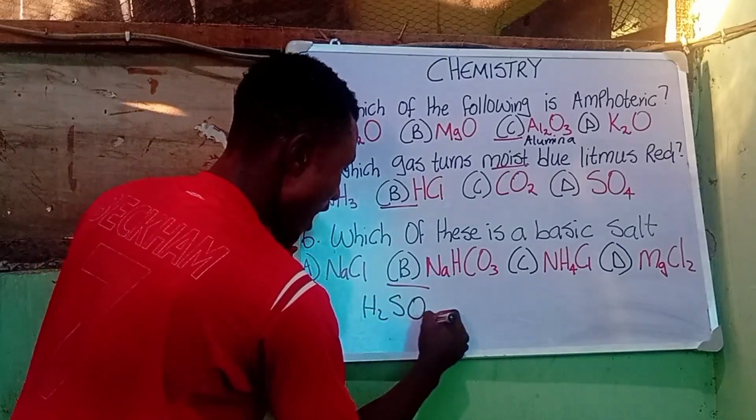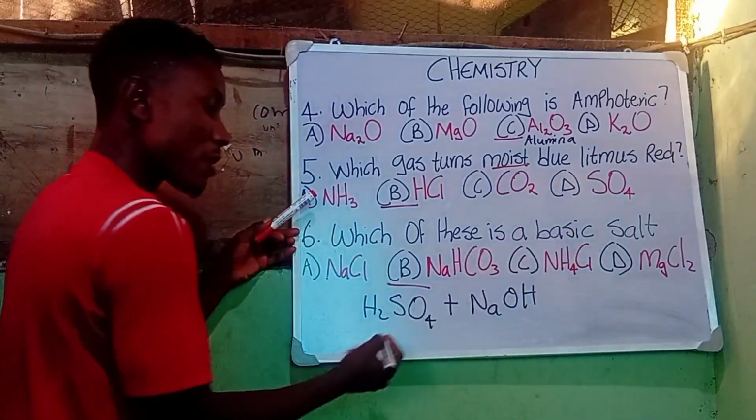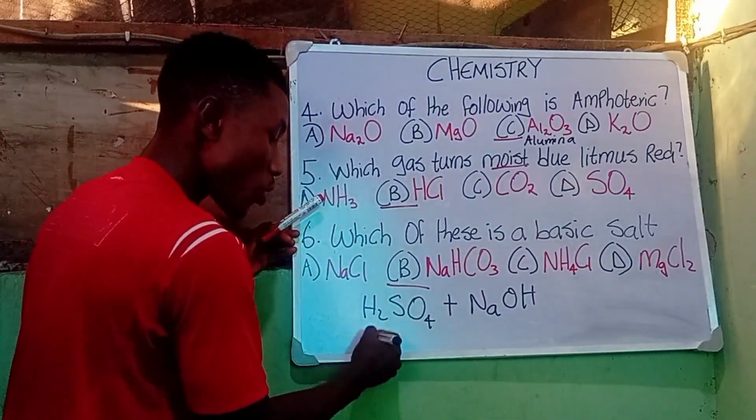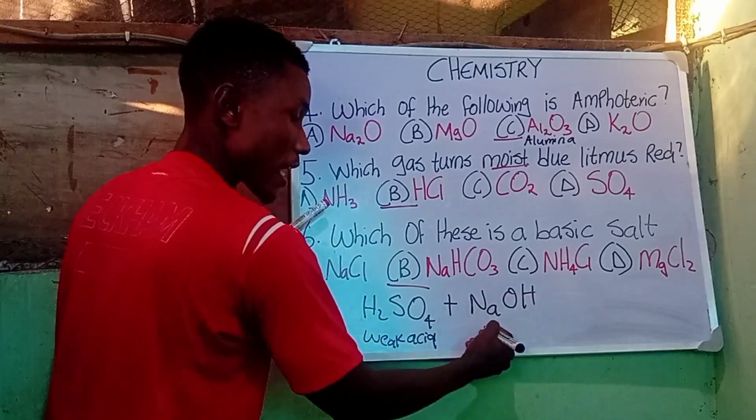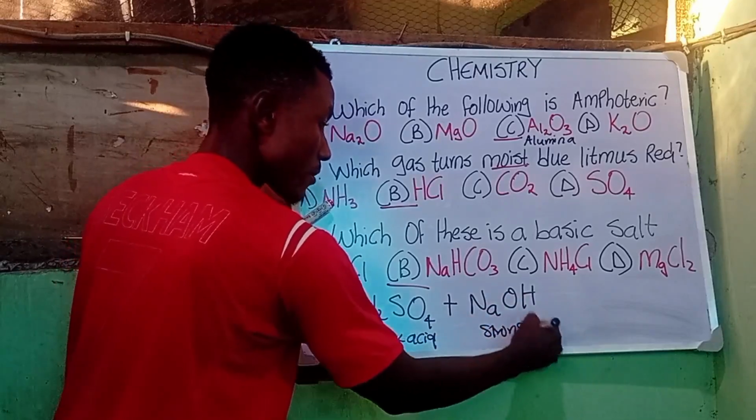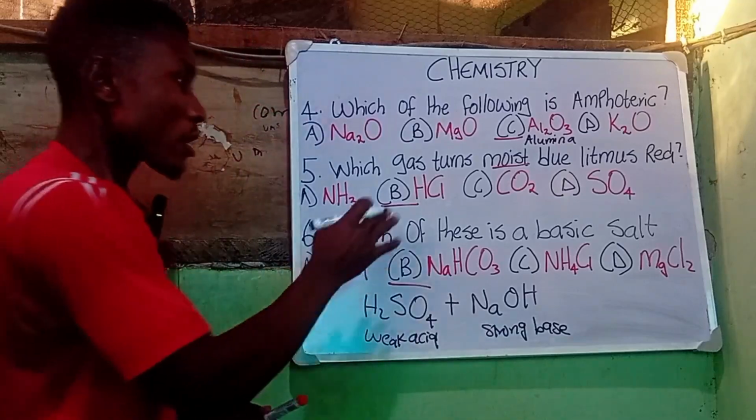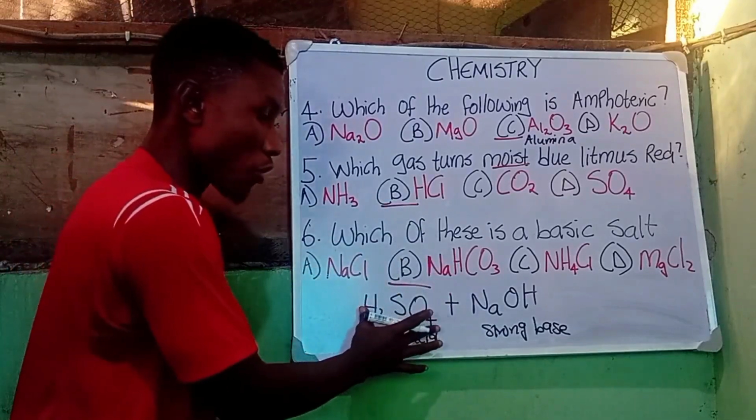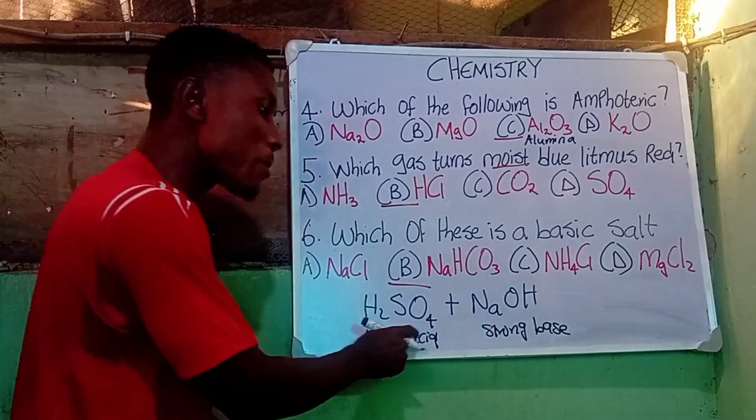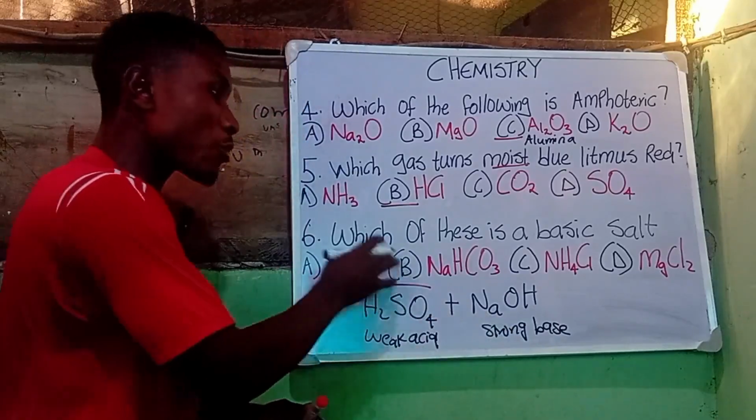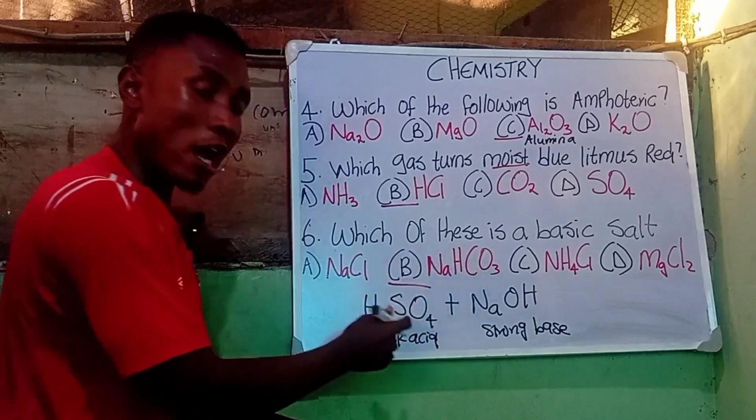H2SO4 plus NaOH. Which of these is a basic salt? H2SO4 is a weak acid, plus sodium hydroxide, which is a strong base. Sodium hydroxide is a strong base. So this is how we get a basic salt. The reaction of an acid and a base will always give us salt. So to get a basic salt, it is a weak acid plus a strong base. And the correct answer here is sodium bicarbonate.